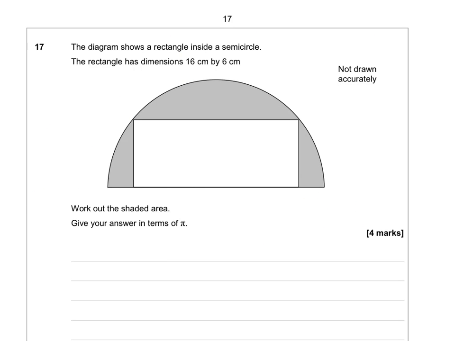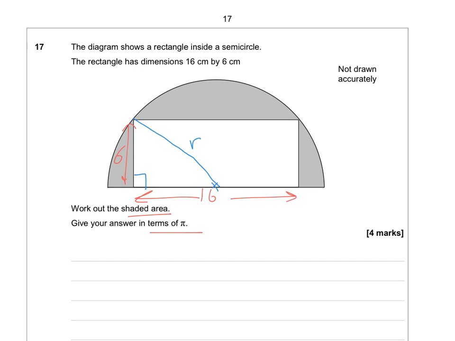Question 17. The diagram shows a rectangle inside a semicircle. The rectangle has dimensions 16 centimetres by 6 centimetres. Work out the shaded area, give your answer in terms of pi. Now, if this is the centre of the circle, then this distance here is the radius of the circle, which we need to find.